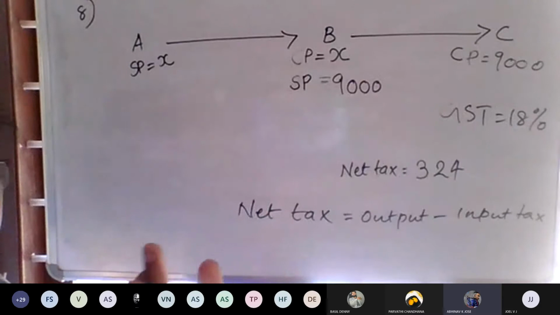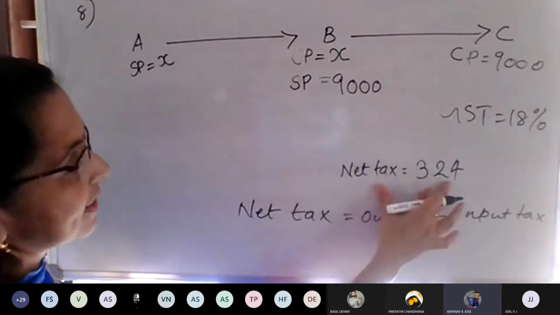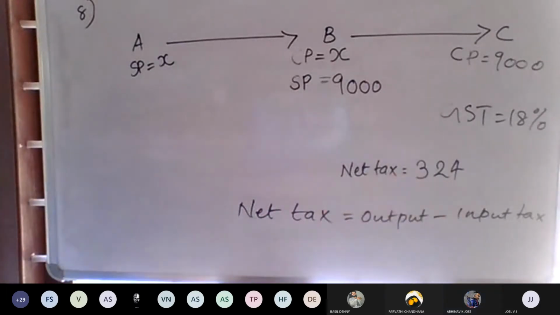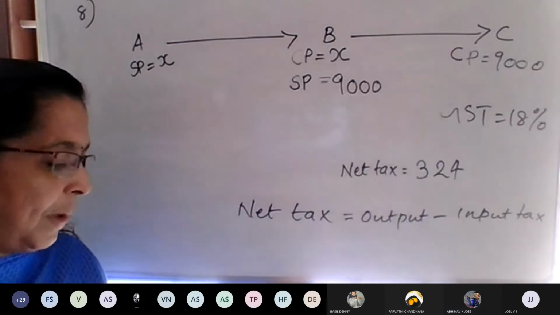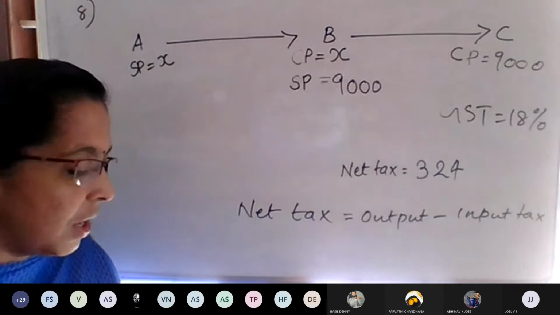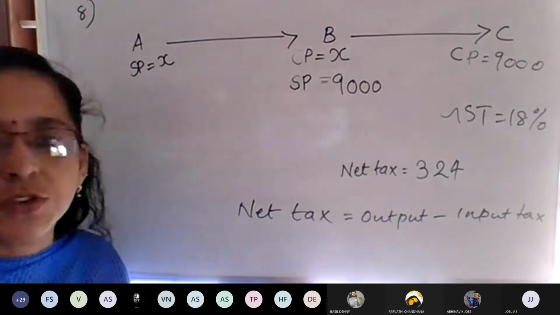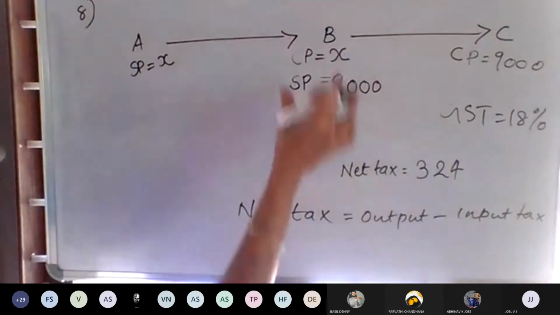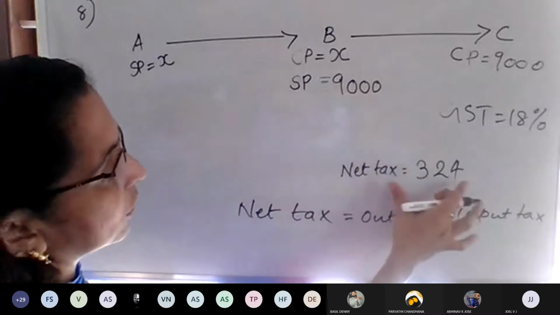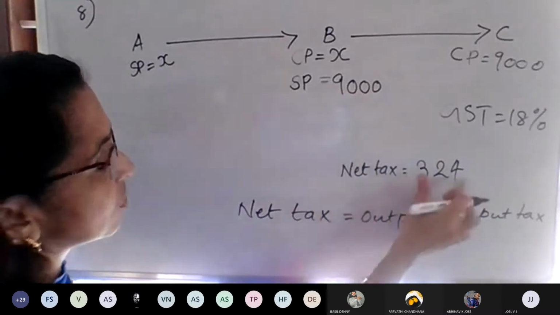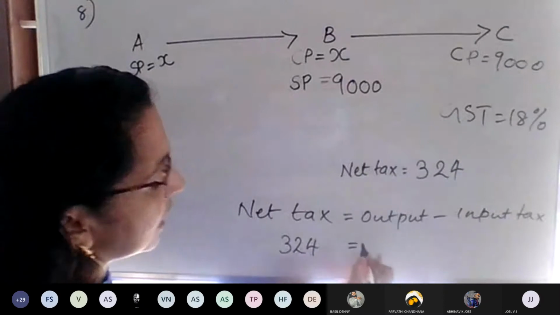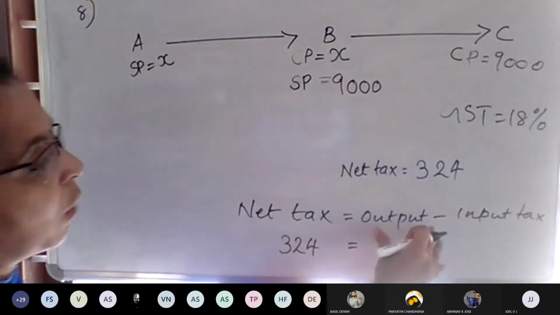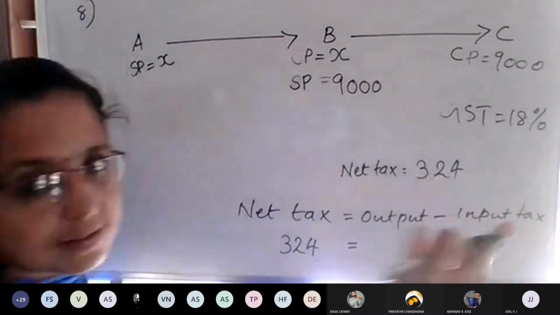324. First, I will explain. Read the question once again. If the rate of GST is 18% and dealer B paid a tax under GST equal to 324 to the government, that tax is known as the net tax. So 324 is the net tax. Then 324 is equal to output tax minus input tax, which is our formula.